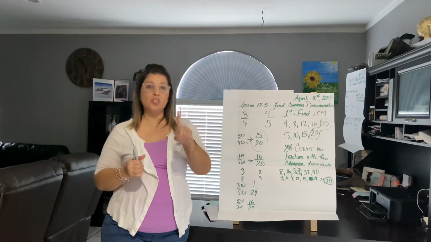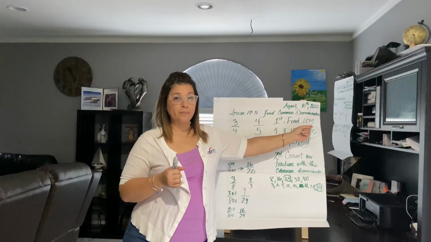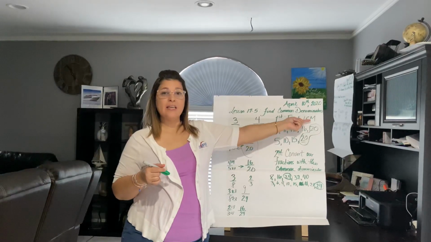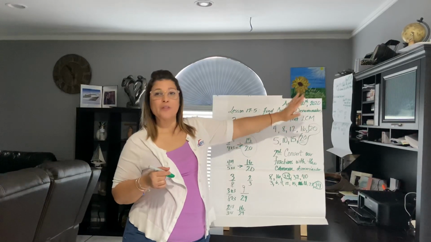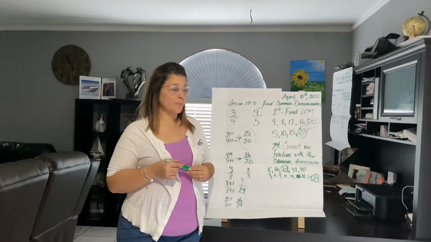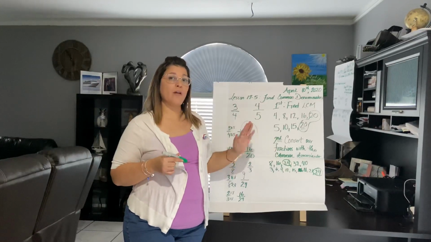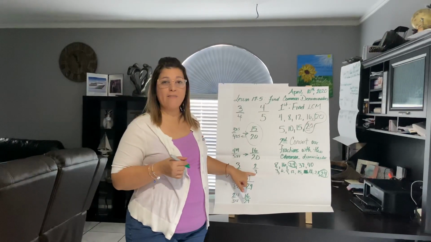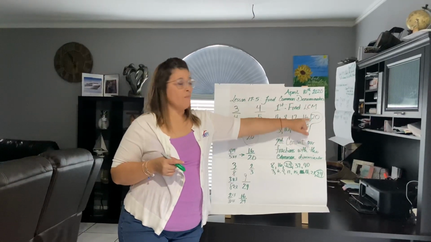Our first step is to find our least common multiple. Repeat with me. Find our least common multiple. So that is what we have to do. Find our least common multiple. Okay? And then our second step is convert. We are converting this fraction to have a denominator with our least common multiple.